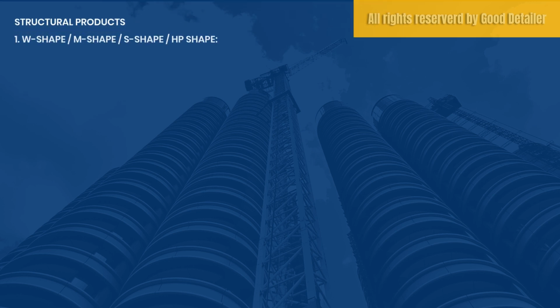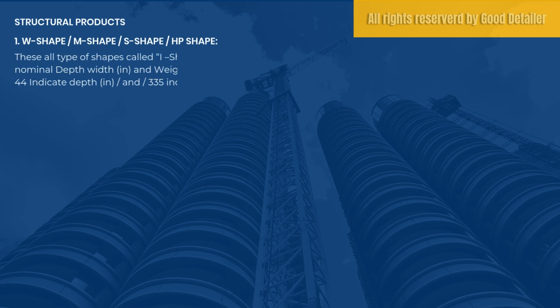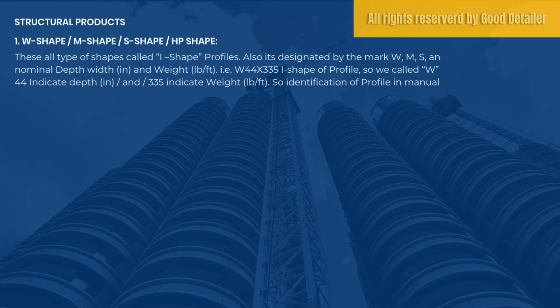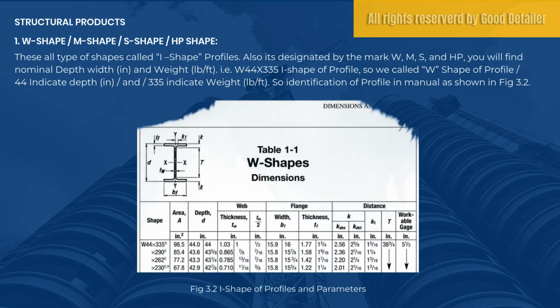Structural products. 1. W shape, M shape, S shape, HP shape. All these types of shapes are called I-shape profiles. Also, they are designated by the marks W, M, S, and HP. You will find nominal depth, in inches, and weight, in lb/ft, i.e. W44 by 335 I-shape profile. We call it W shape of profile, 44 indicates depth in inches, and 335 indicates weight in lb/ft. So identification of the profile in the manual is as shown in Figure 3.2.